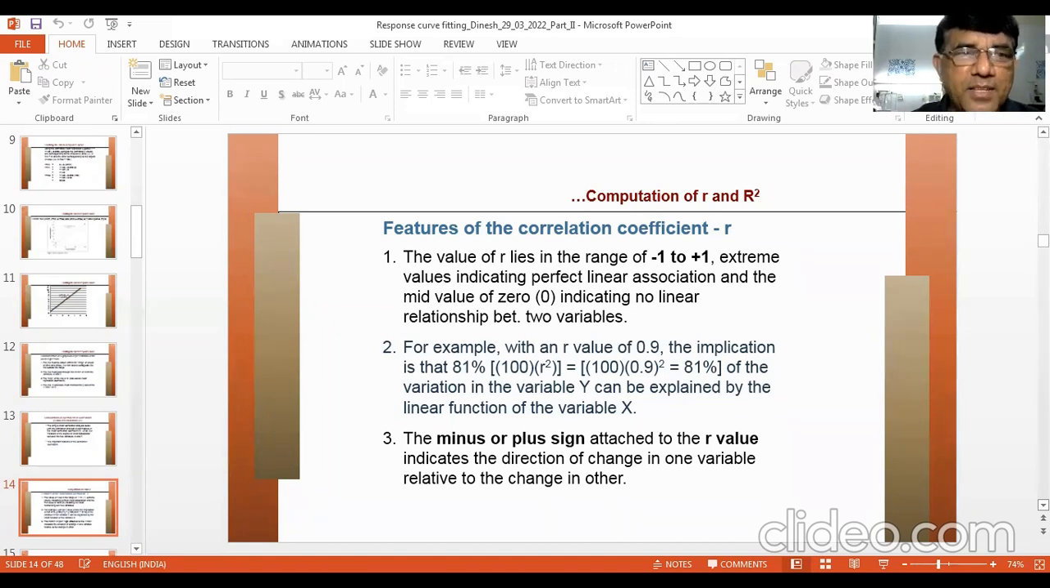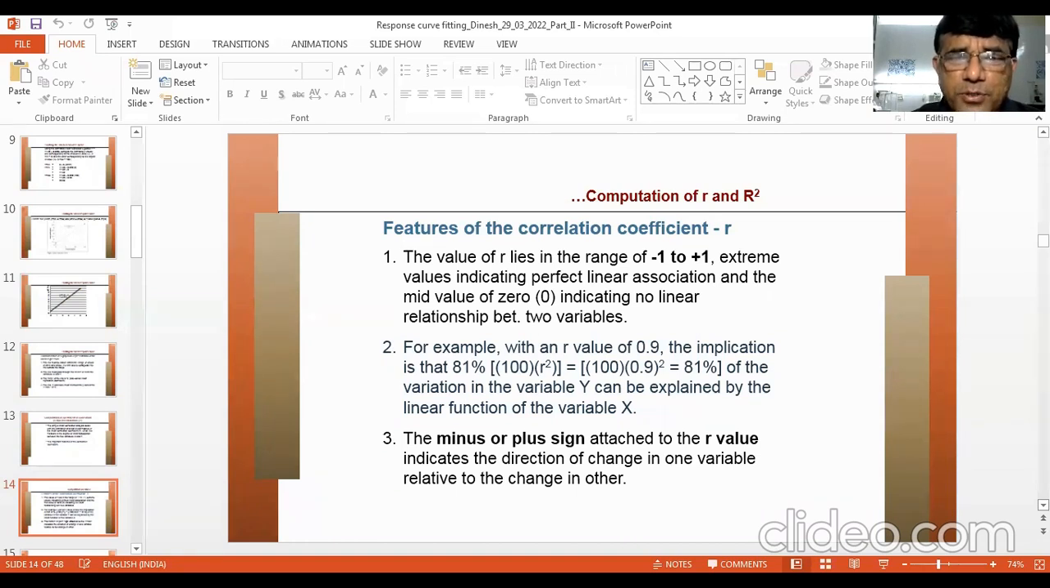And the minus and plus sign just indicates the direction of change, whether it is negative correlation or positive correlation. This minus has nothing to do with the absolute value of the correlation coefficient. If the correlation coefficient is minus 0.998, that does not mean that the value itself is in minus. Minus is just indicating the change, that one is increasing, the other is decreasing. Otherwise, minus is not associated with the value.